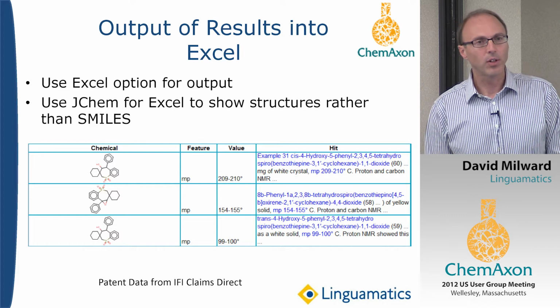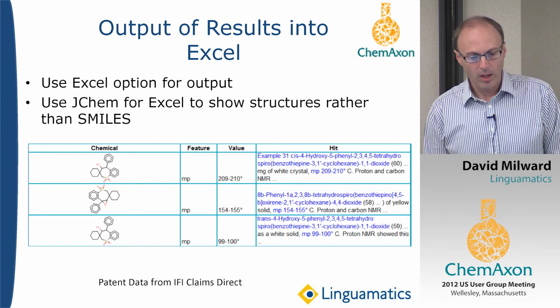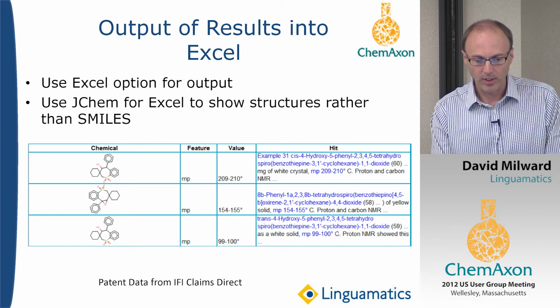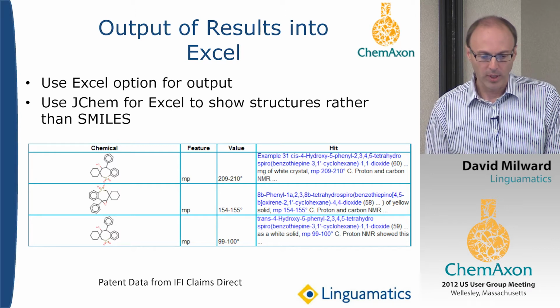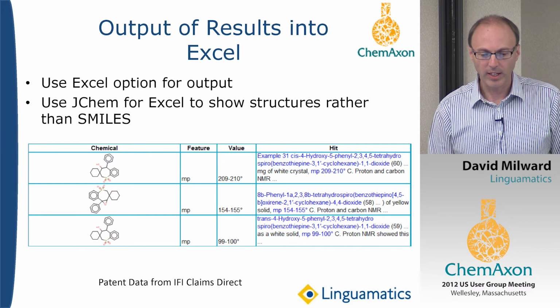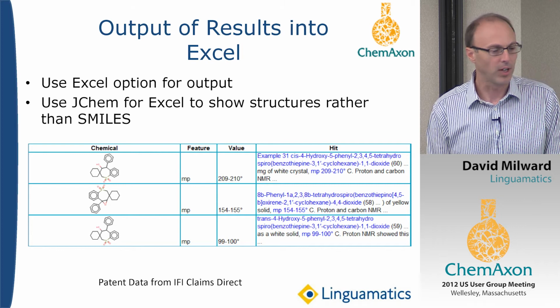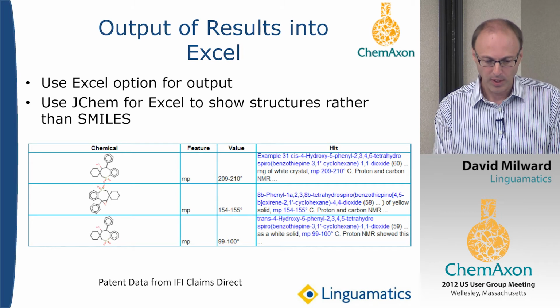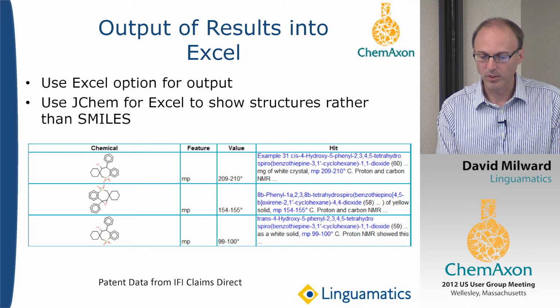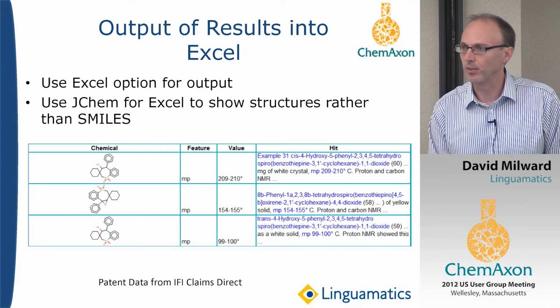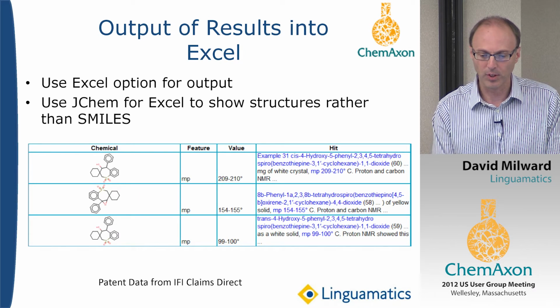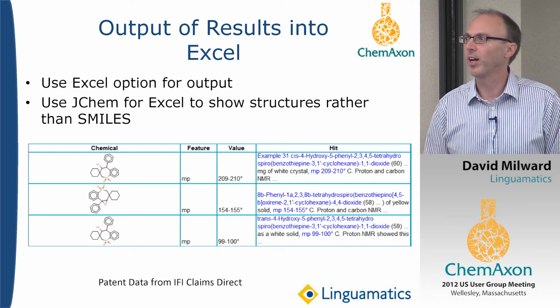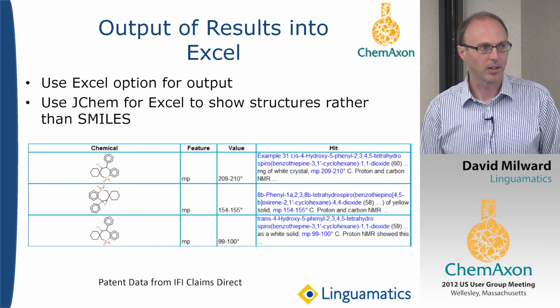If we take our results into Excel, we can use Excel as one of our output options. We can then use something like JChem for Excel to show the structures rather than the SMILES strings or the systematic names. So that gives us a way of then viewing the structures and the particular features, such as in this case the melting point and the value. So this is the equivalent results, but rather than in a browser, you're now looking at it in Excel.